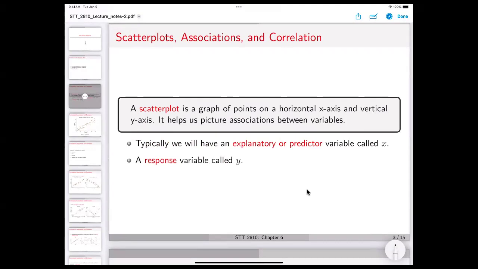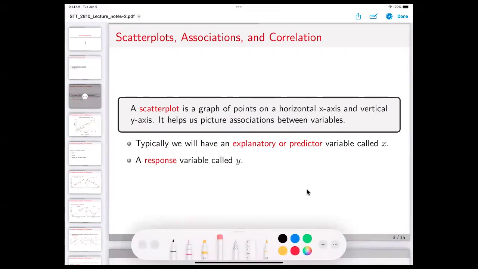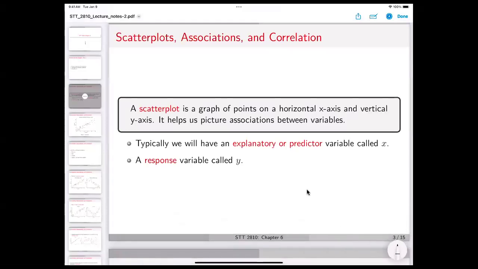So typically when we have a scatter plot, we have what we call the explanatory or the predictor variable, and we denote that by X. And then the response variable by Y. So for example, if I want to predict your exam scores based on the number of hours you study, so I am trying to predict your scores. So that means Y is your scores, and that is the response variable.